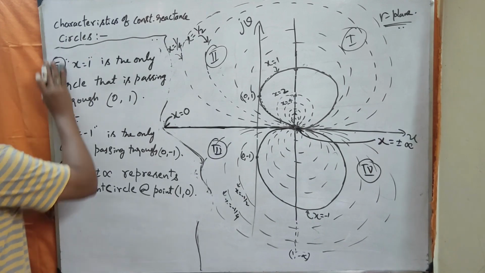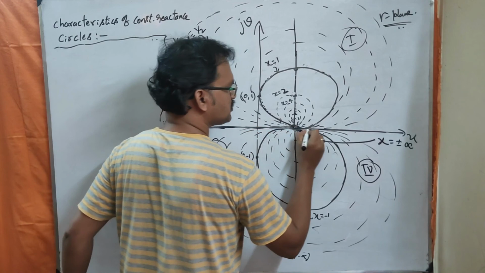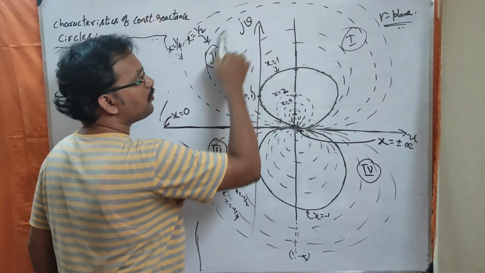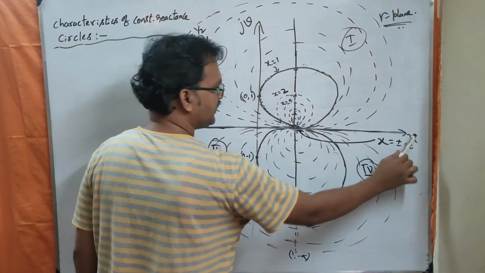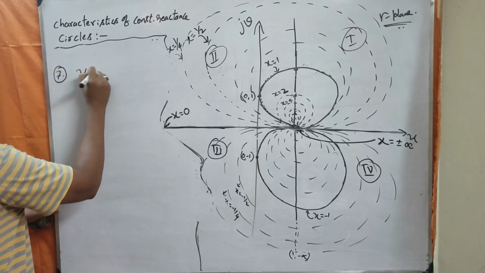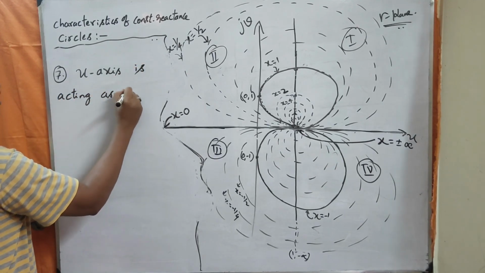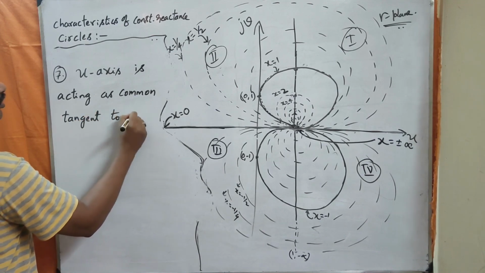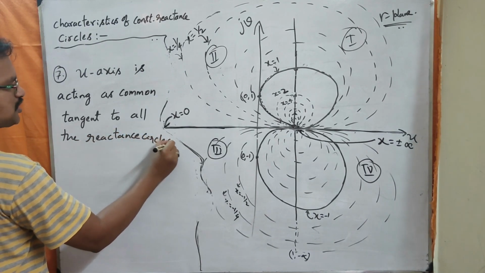Okay, next. If you consider this u axis here, see, it is acting as a common tangent to all the positive reactance circles and also for all the negative reactance circles. Yes or no? So it is acting like a tangent. Understood? Okay. So 7th point I am writing this. The u-axis is acting as common tangent to all the reactance circles. It may be positive or it may be negative.